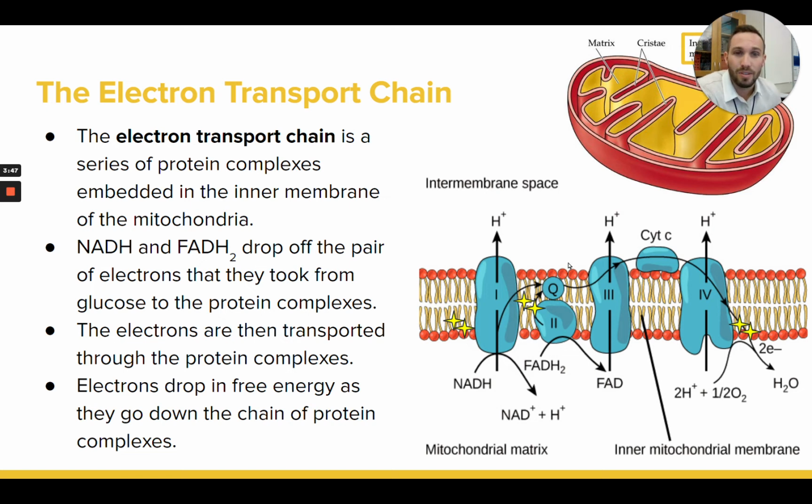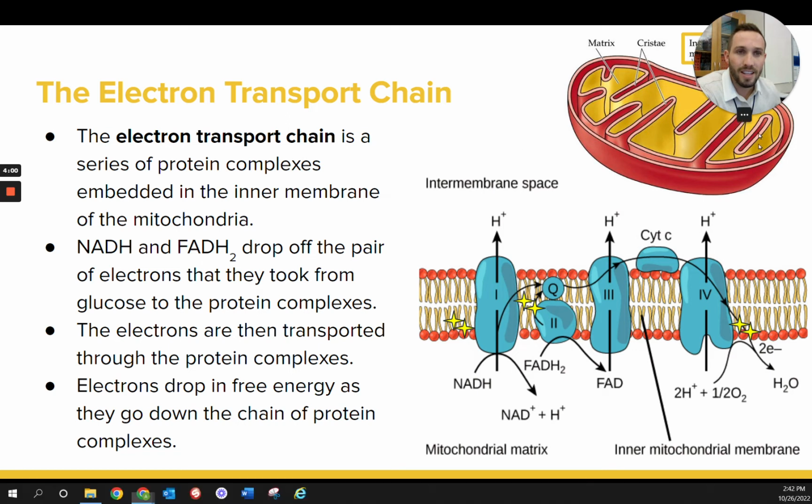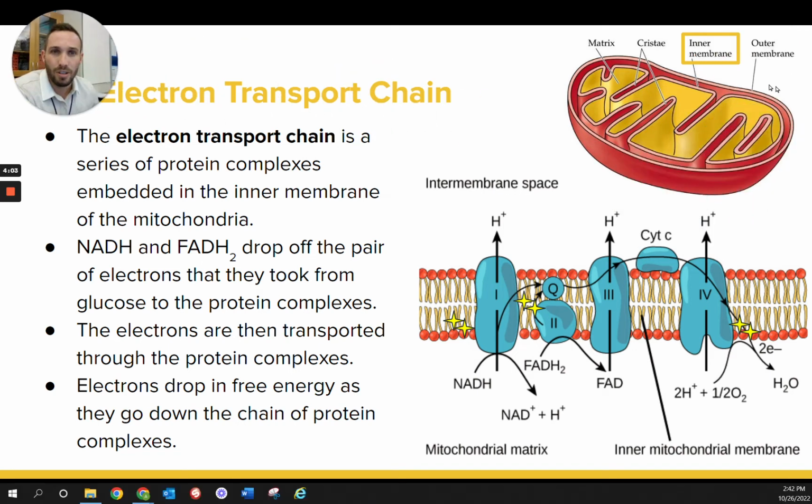This is basically a series of protein complexes that are found in the inner membrane of the mitochondria. If you look here, we have a cell membrane with some proteins embedded in it. This membrane that we're looking at is the inner membrane of the mitochondria, which, if you recall, has a double membrane. There's an outer membrane, and then there's an inner membrane that's all folded up. That's where we're going to find the electron transport chain, on this inner membrane.